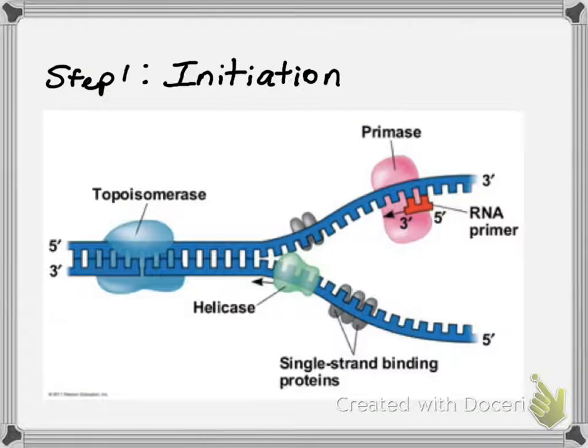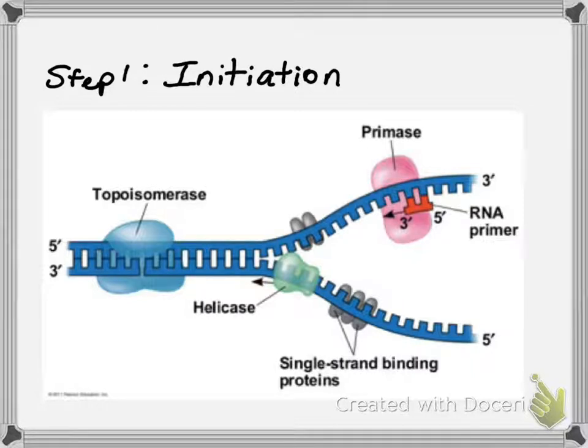So now what we're going to do is look at replication in a little bit more detail. So step 1 is going to be initiation of the replication bubble. So in order to replicate a genome of our size that is so large, you're going to have several replication bubbles occurring on the same chromosome at the same time so that you're speeding everything up.